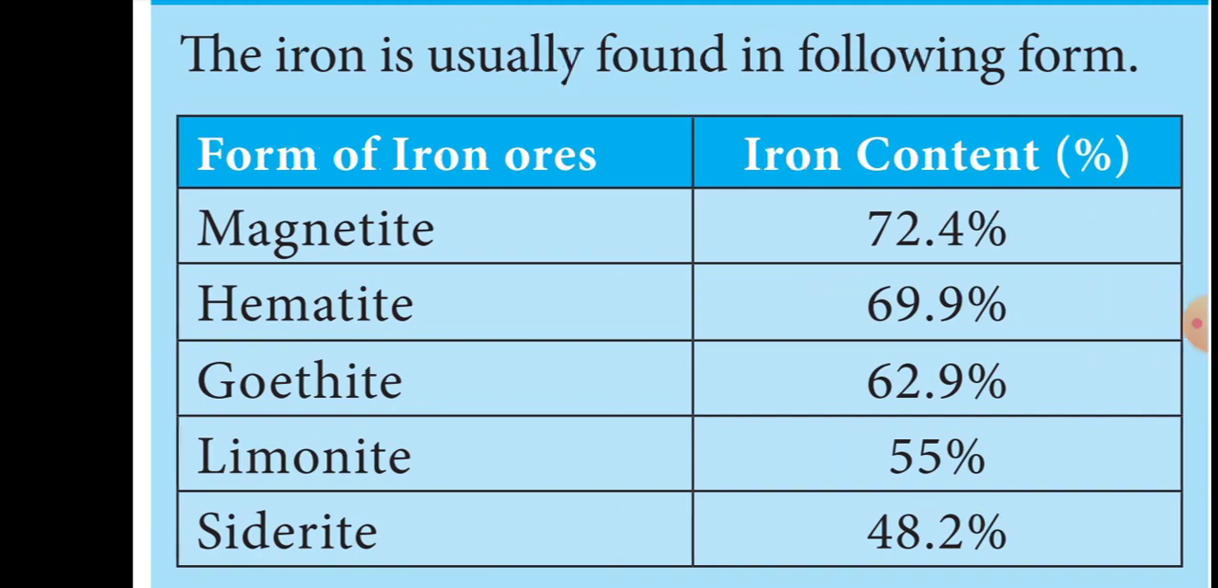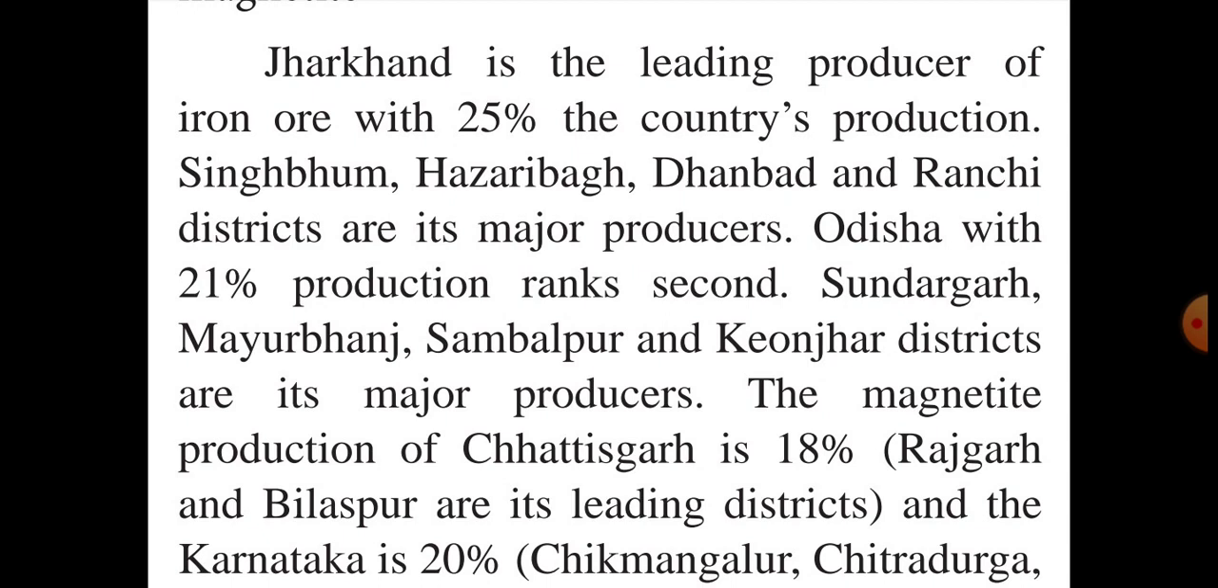Then Jharkhand is the leading producer of iron ore. If a map question or a one word question asks for it, you should mark Jharkhand. Students, Jharkhand is the leading producer of iron ore. In India, 25% of iron ore is produced in the state of Jharkhand.